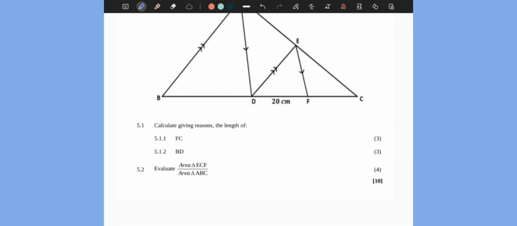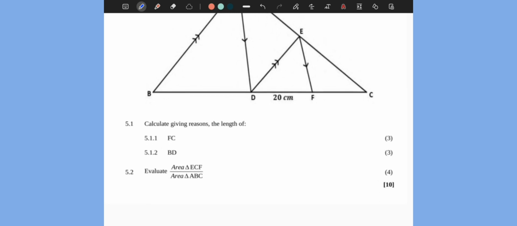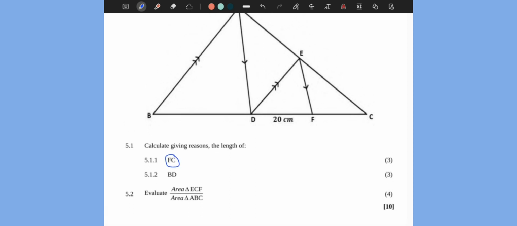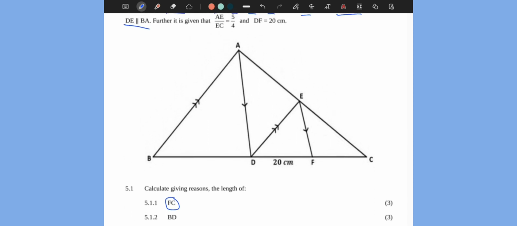Okay, let's go and see what they're looking for here in 5.1. Calculate, giving reasons, the length of FC. They want us to find the length of FC here, right? So you have to go and identify the length of FC on the diagram. Okay, let me see. The FC, this is this line, right? Have a look. This is the length FC that they want us to calculate.